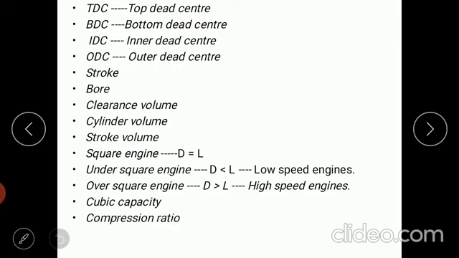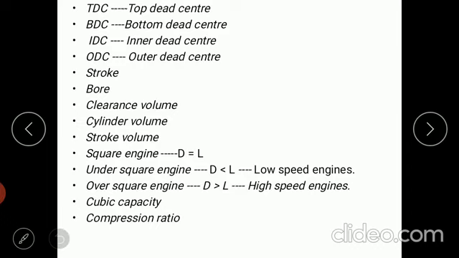Then these are some basic nomenclature. Before getting into the stroke, we should know what is meant by top dead center and bottom dead center. We should know what is meant by dead center. Dead center means the location at which the piston changes its direction of movement. That is called dead center. If it is changing its direction at the top, that is termed as top dead center. If it is changing its direction at the bottom, that is termed as bottom dead center.